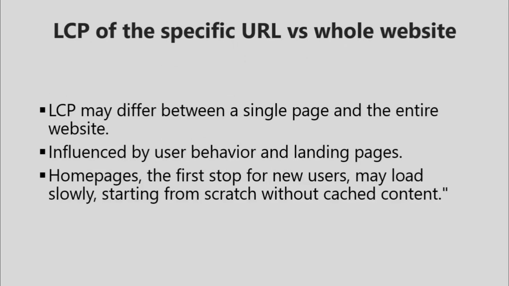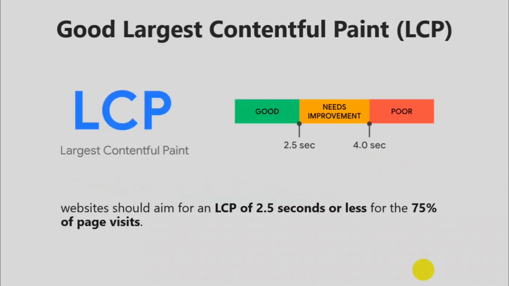LCP is not the same for every page on your website. It can be a bit different, and guess what? It also depends on how people discover and browse your website. Think of it this way. Home pages are like the first stop for new visitors, and they often load a bit slower because they start from scratch without any cache data. Core Web Vitals are like a health checkup for your website. They help us pinpoint if an LCP issue is specific to one page or a widespread problem. Additionally, they assist us in identifying which devices may be facing LCP challenges.